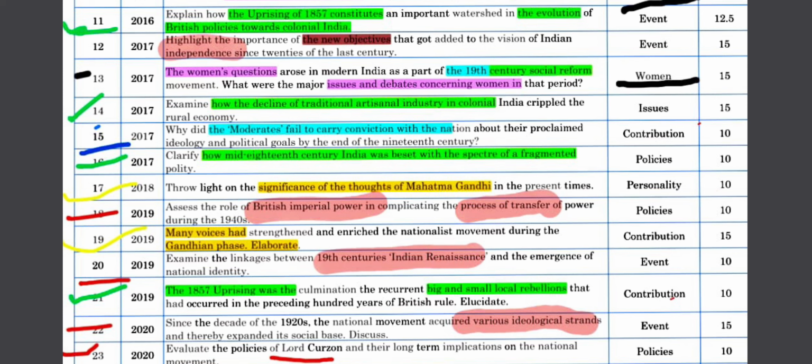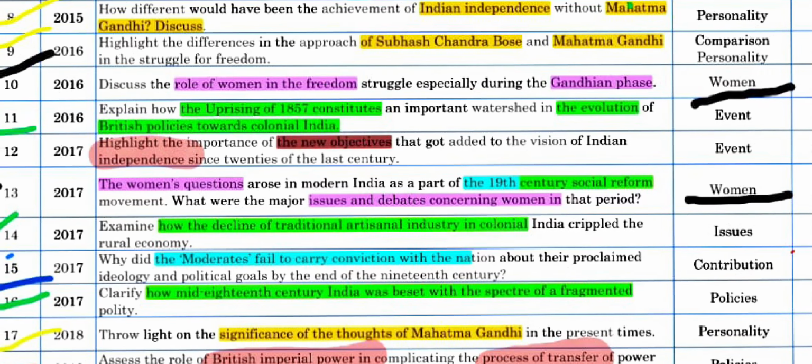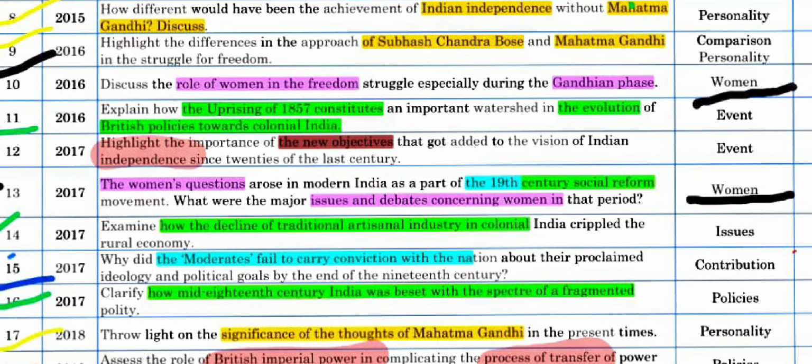just very directly, explain how the uprising of 1857 constitutes an important watershed in the evolution of British policies towards colonial India. Okay, so they're using the 1857 uprising as a benchmark, and then they're asking how it is an important watershed in the evolution of British policies towards colonial India. We're all aware of the Government of India Act 1858, which came after that, and how the British were assuaging Indians, etc. Okay, so again, British policies, if you notice, is another major theme that we can decipher from here.